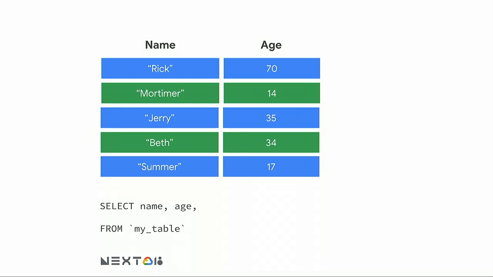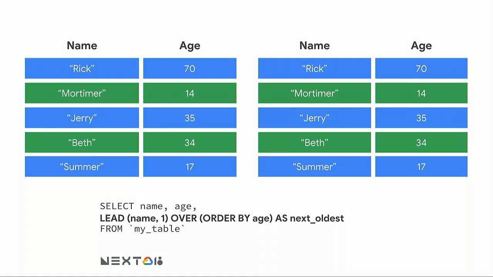In any case, we're going to take this and figure out how we look at the next age. So the command to do that is LEAD by name. We're going to look ahead by one space over ORDER BY age. So we're going to order this table by age and then look ahead one space.